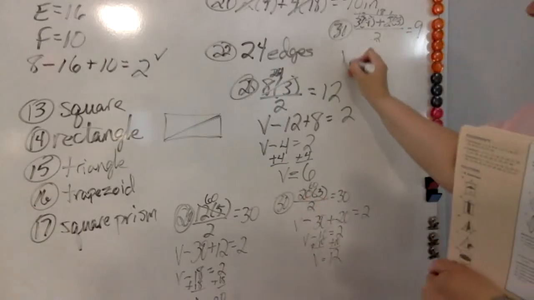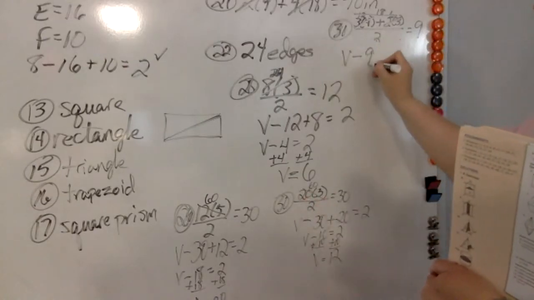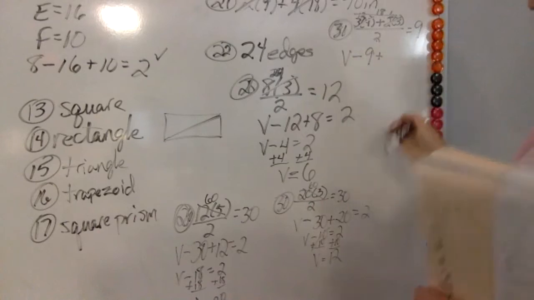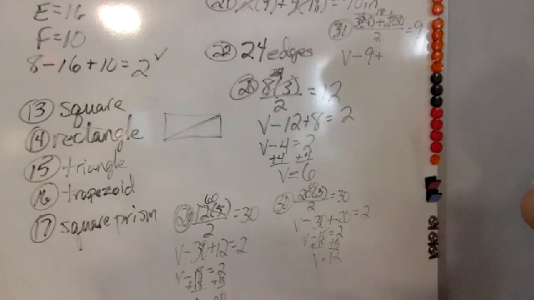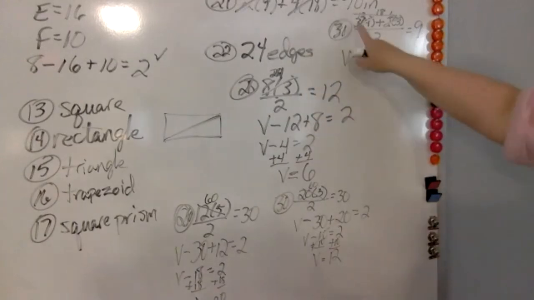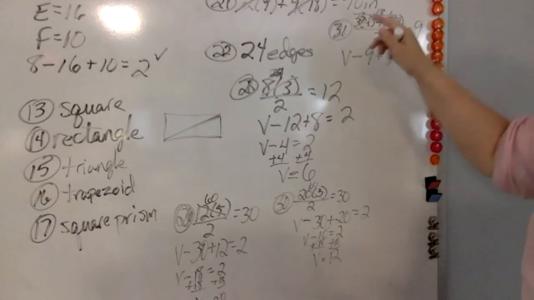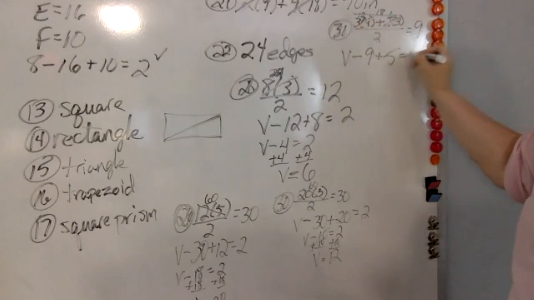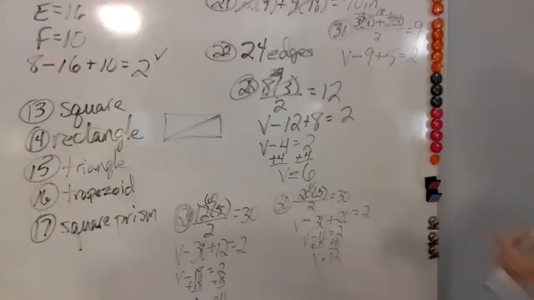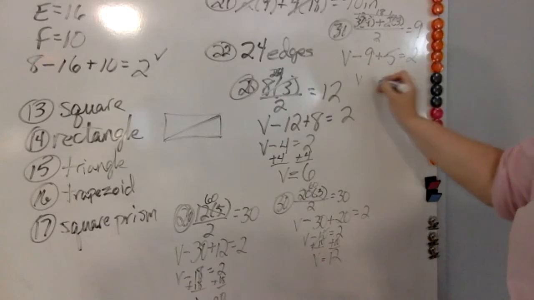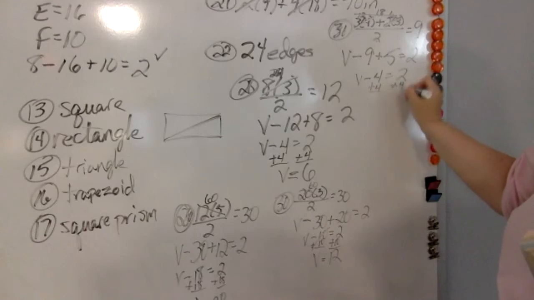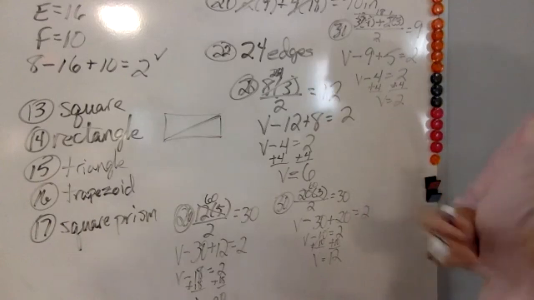So I have my vertices minus my number of edges plus my number of faces. My number of faces is, there were 3 of these and 2 of these. So 3 plus 2 is 5. And then that's supposed to equal 2. Then we finish simplifying. So I have V, negative 9 plus 5 is negative 4. Then add 4 to both sides. So my number of vertices is 6. That was number 31.